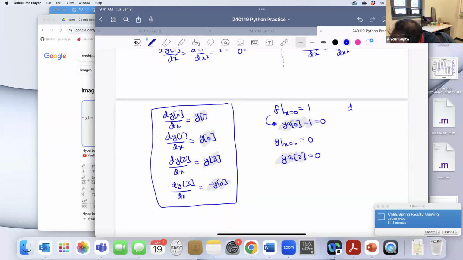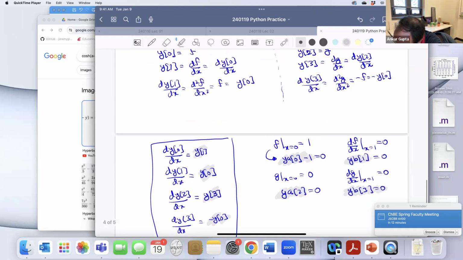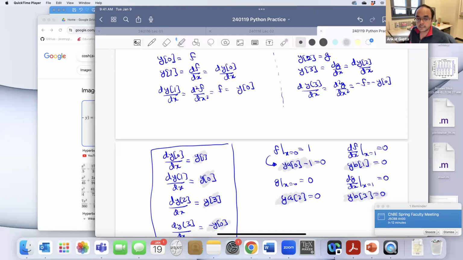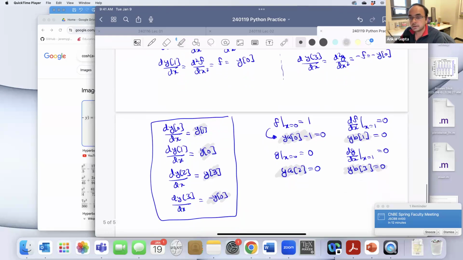Then we have df by dx at x equal to 1 is equal to 0. df by dx is y1, so yb of 1 is equal to 0. So again, we'll just write 0 like this. And we also have dg by dx at x equal to 1 is equal to 0. So we'll have yb of 3 is equal to 0, because dg by dx is basically y3. Okay, so this is a little bit more involved, but hopefully you are following along. Once again, it's easy to follow.